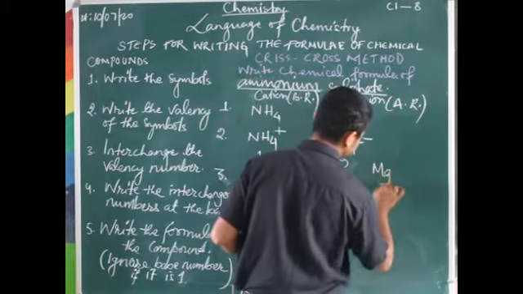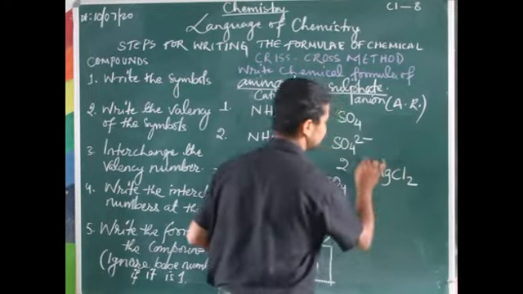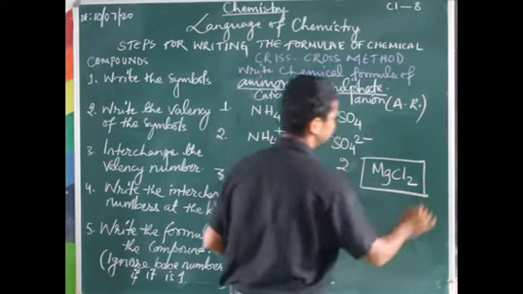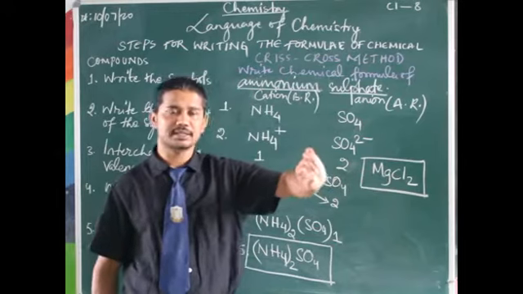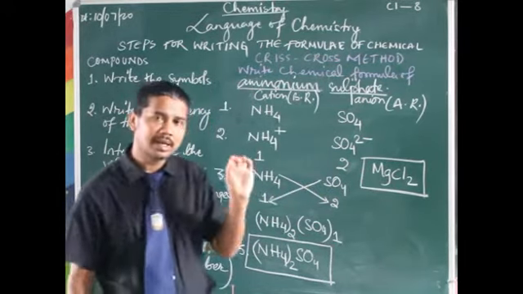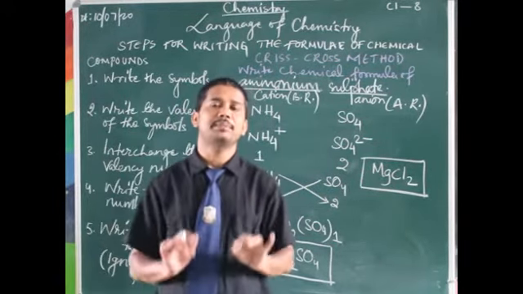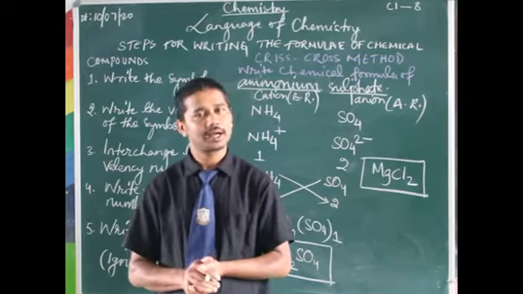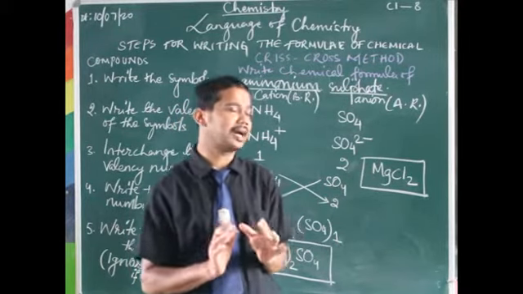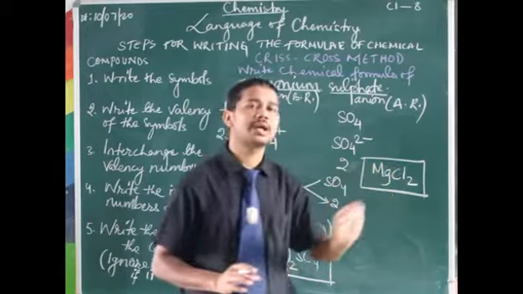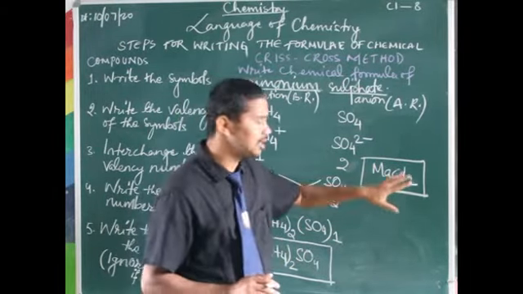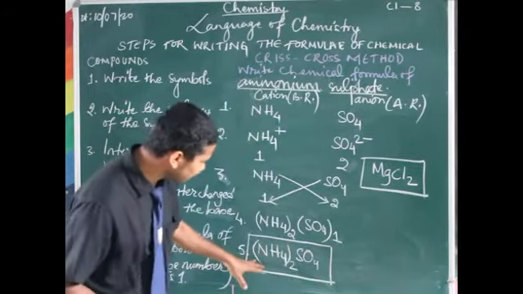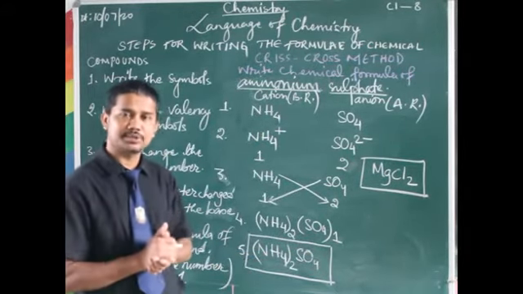If I write MgCl2, this is one molecule of magnesium chloride. Number one importance of writing a chemical formula is, we will come to know that this means one molecule of a particular compound. So this is one molecule of magnesium chloride, this is one molecule of ammonium sulphate.